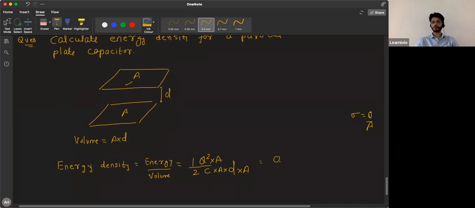So this is Q square A upon 2CD into A square. What is Q by A? Sigma. So I just multiply numerator and denominator by A. So Q square by A square is sigma square. So this is sigma square A upon 2CD, using the relation Q by A equals sigma.